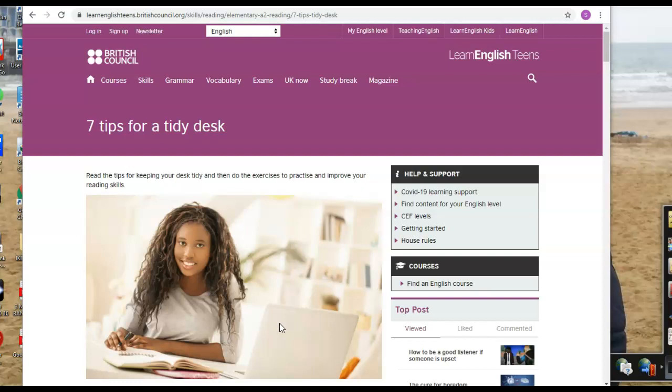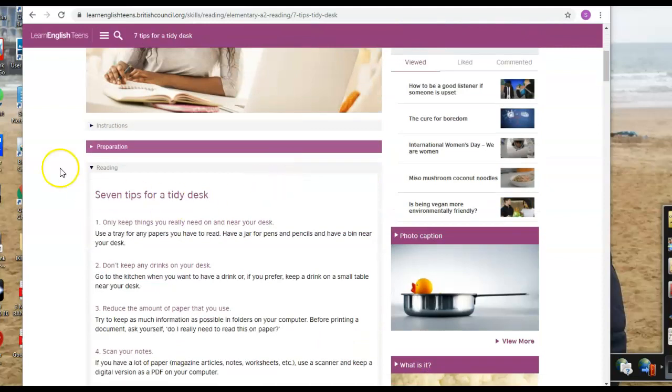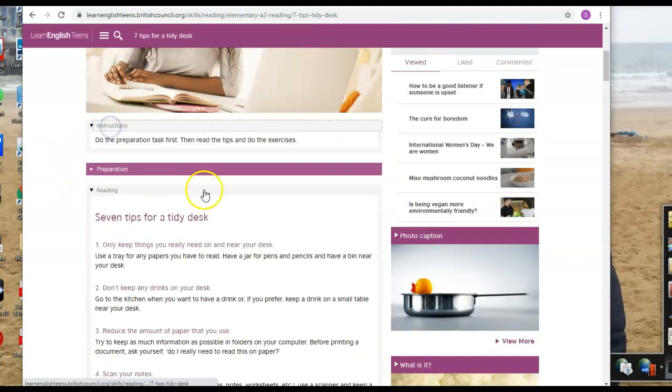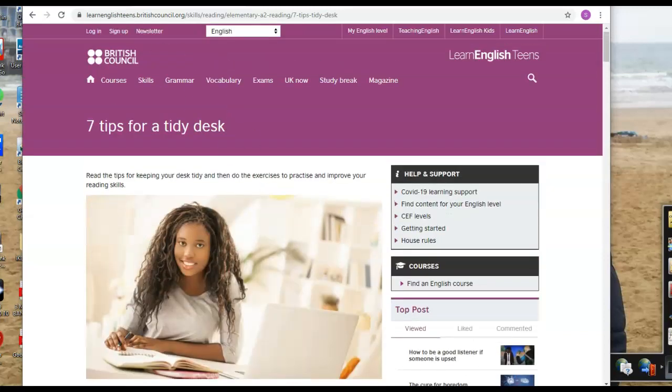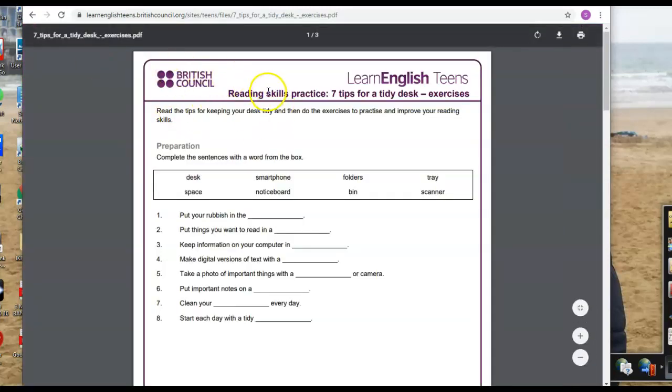So you can either do this on your mobile or laptop. If I scroll down, you can see you can follow the instructions and do it here, or you can do it on the worksheet that I'm going to give you. So you also have the worksheet. So if you prefer, you can write it on a piece of paper, or you can do it online. I don't mind, it's your choice.